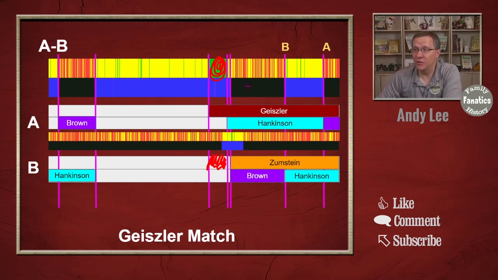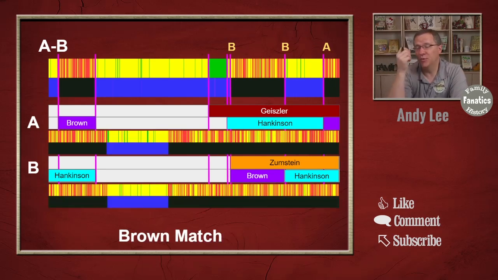One other thing that we can also see here is that on this recombination point, there is no recombination on person A. So that means that that is going to have to be a person B recombination. Now we don't know which one is changing yet, but we know that that is going to be B. So I've labeled that B right now. Let's do another match, and this is a brown match.